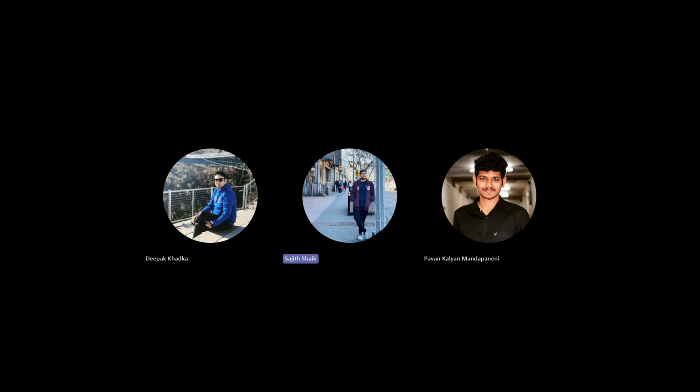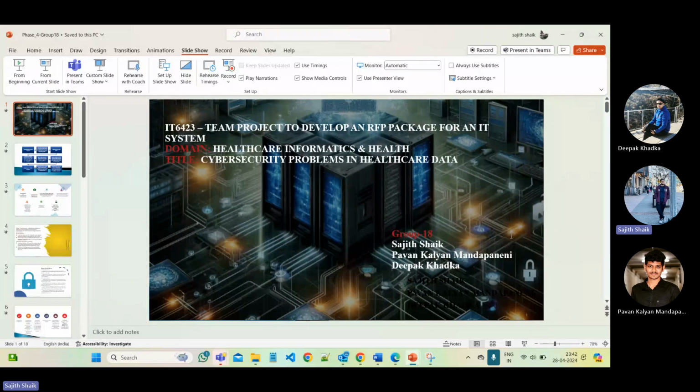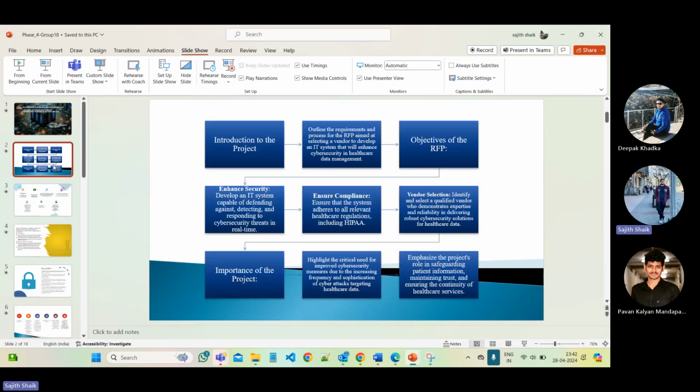Hello everyone, today I am here to present the RFP package on a project called Cybersecurity Problems in Healthcare Data. Here is the introduction of the project: the requirement is to develop an RFP aimed at selecting a vendor and developing an IT system that will enhance cybersecurity in healthcare data management.